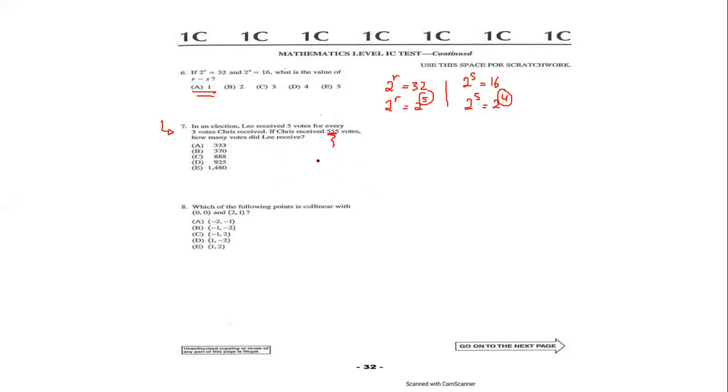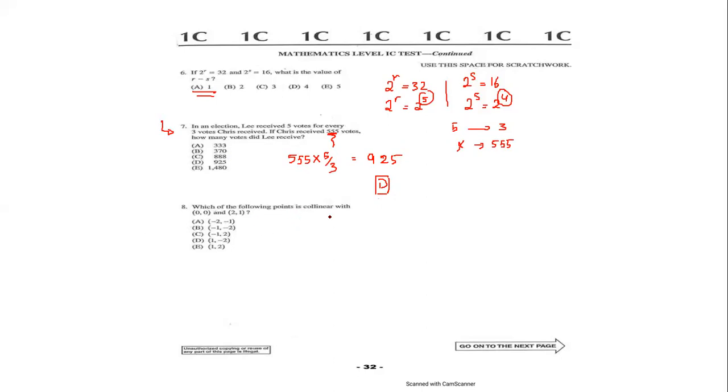Yes, if Charles received 555 times 5 over 3, that's it on the calculator. You have to multiply 555 times 5 over 3, because for every 5 votes there are 3 votes. So we say x for what? 555, and then cross multiplication gives 925. So the answer here is D.